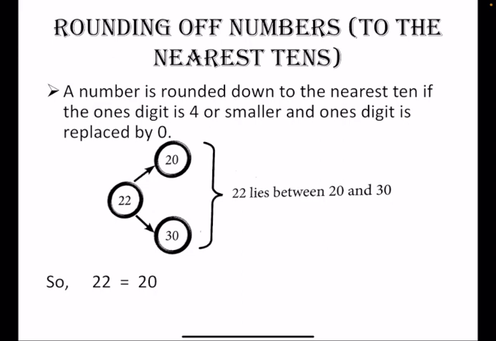So the place lower to tens is ones. You will see the ones place. The digit at the ones place is 2. Now this 2 is in the group of 0 to 4, 4 or smaller. So it falls in that group. So it will belong to 20 towards the left side. So we will round off 22 to 20.